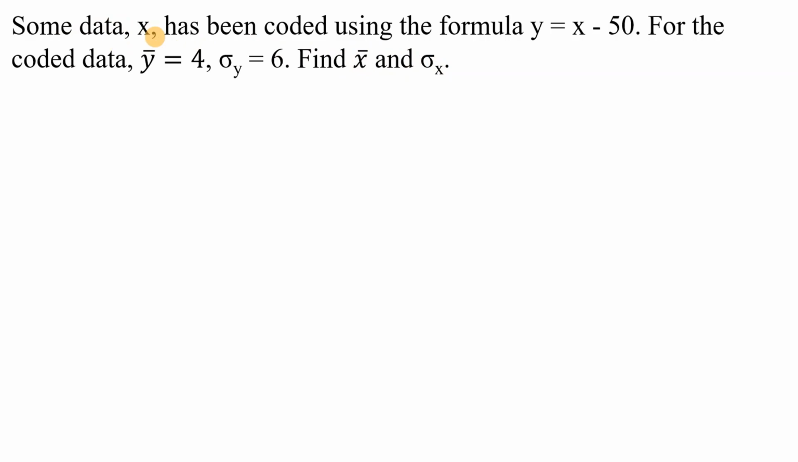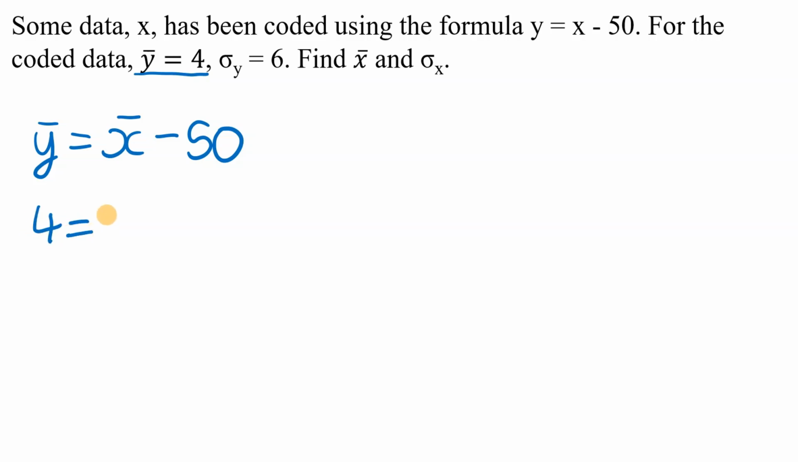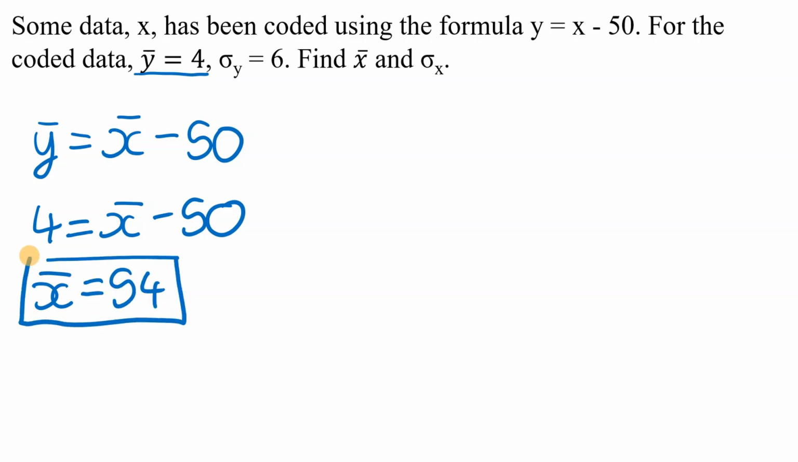Okay, so let's start with the mean. So we're told that the mean for the coded data is 4, so we've got this formula here. So remember, the mean is going to be affected by this minus 50 here, so it's going to be y bar is equal to x bar minus 50. We know that y bar is equal to 4, so if we sub this in, it's going to be 4 is equal to x bar minus 50. Move the 50 to the other side, so we get that x bar is equal to 54, and this is the mean for the non-coded data.